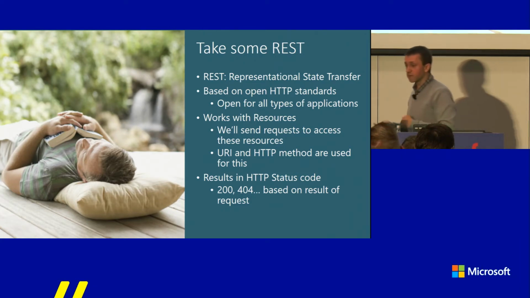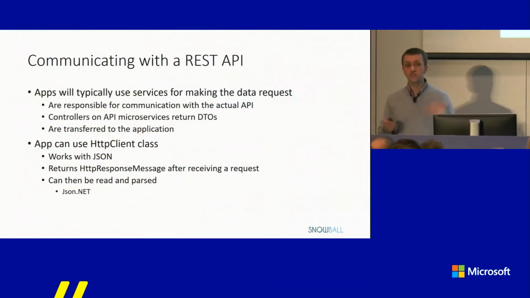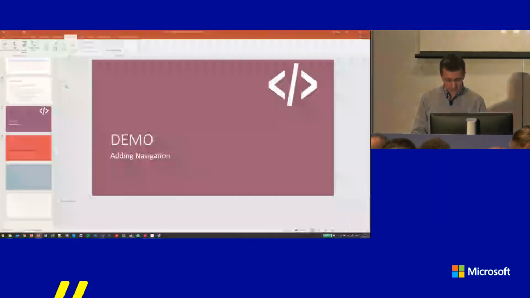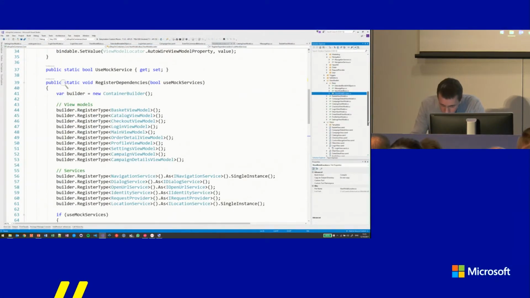So from our Xamarin.Forms application, we use an HTTP client or something else that is going to return us a JSON string, and we're going to parse that JSON string. Now, where are we doing that? Well, I'm actually doing that inside of the service classes.